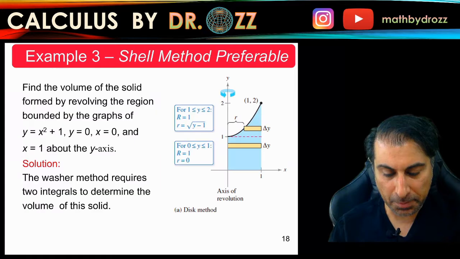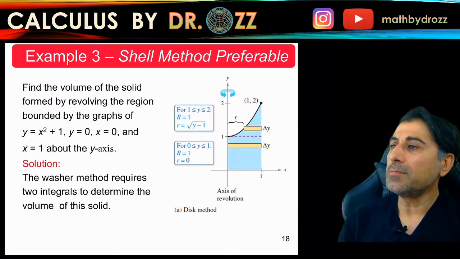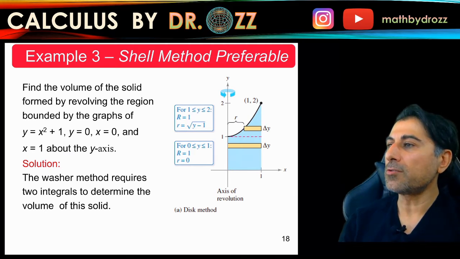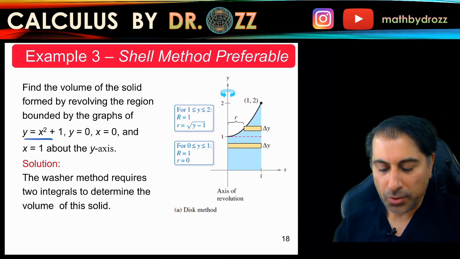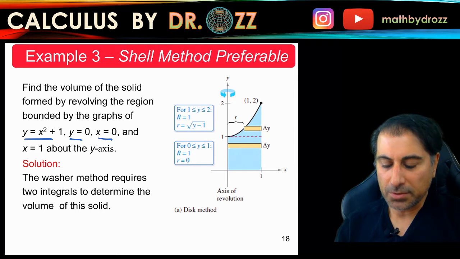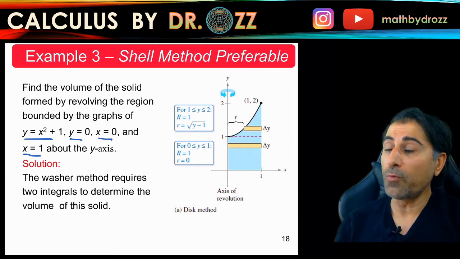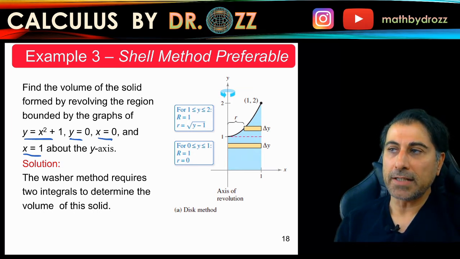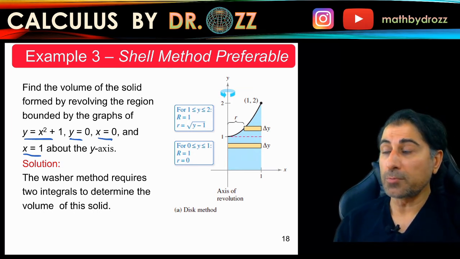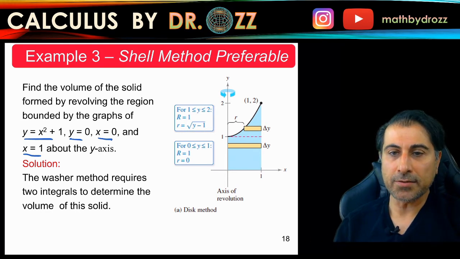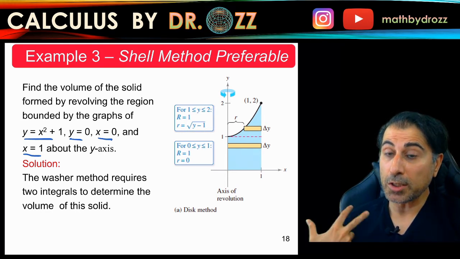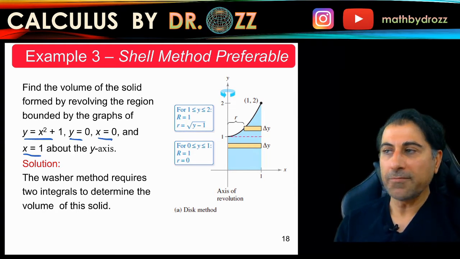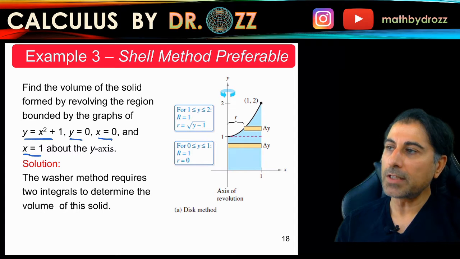All right, let's have an exercise and see what happens if you use one method over the other. The example is finding the volume of the solid formed by revolving the region bounded by the graphs y equals x squared plus 1, y equals 0, x equals 0, and x equals 1 about the y-axis. As you can see from the statement of the question, the method that you're supposed to use is not stated. So you're going to decide which technique you want to go with.